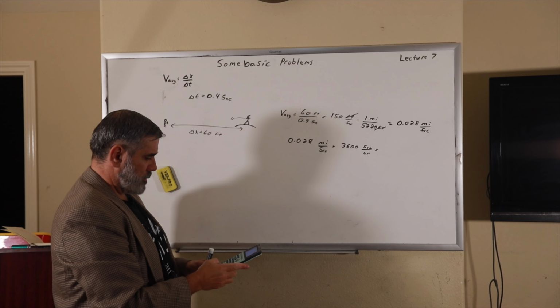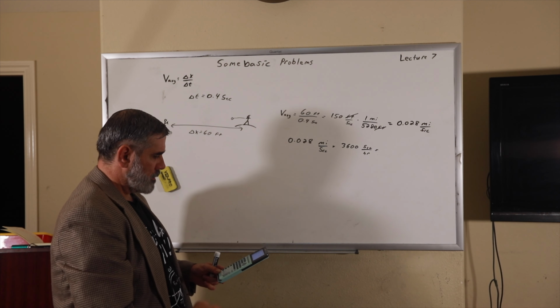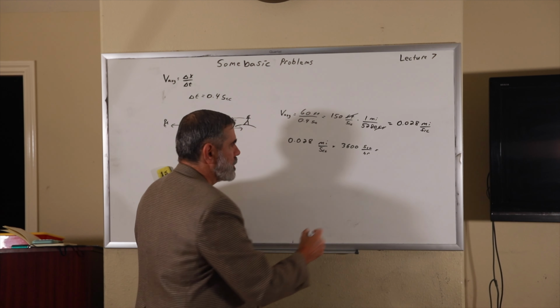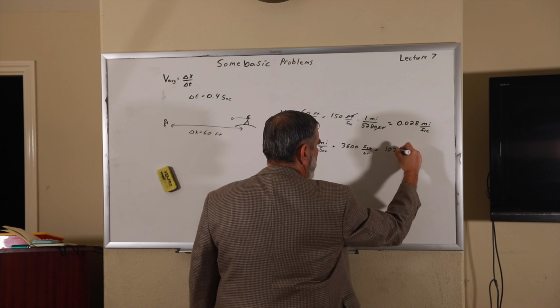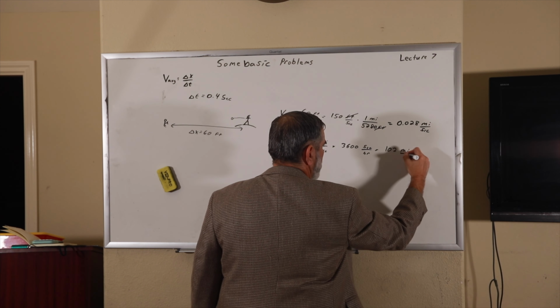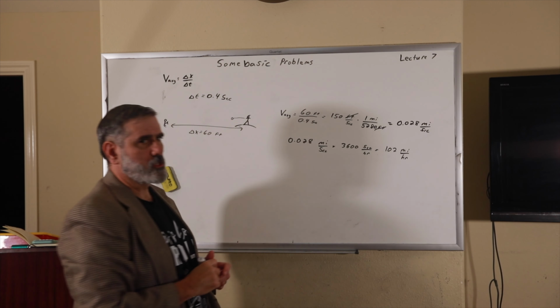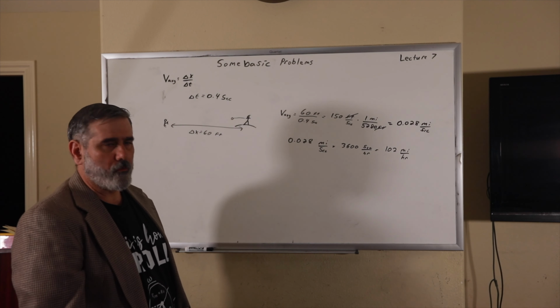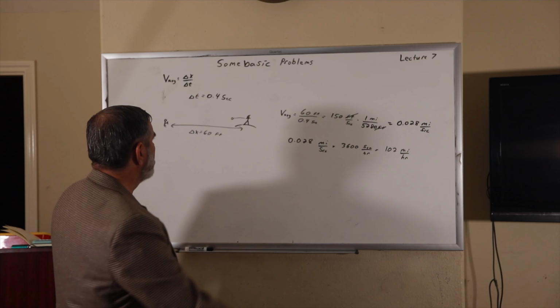Times 3,600. That's 102 miles per hour. So that we have a better sense for, because we know that 102 miles per hour is really quite fast. So that would be a super fast pitch. Not even sure what the world's record for pitches are, but it's probably close to that.